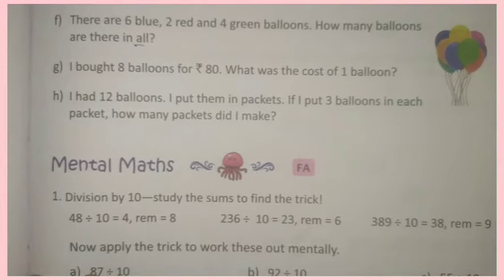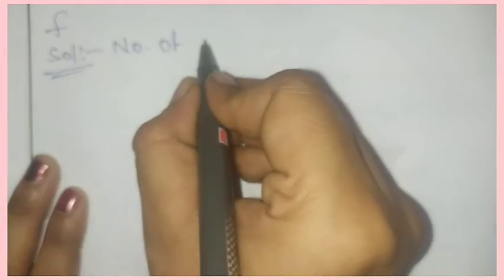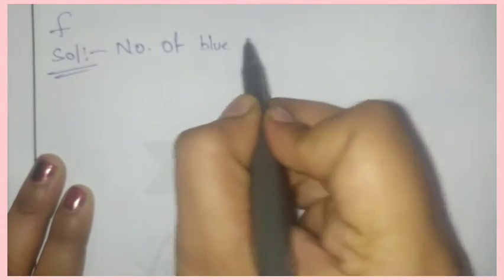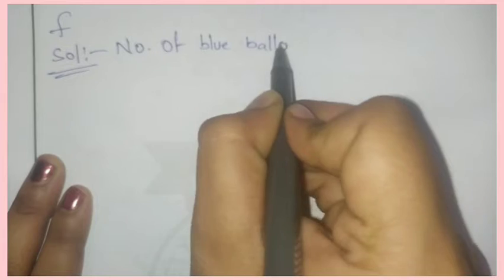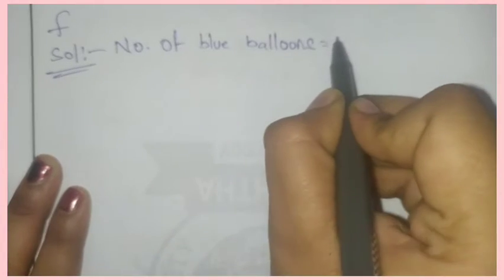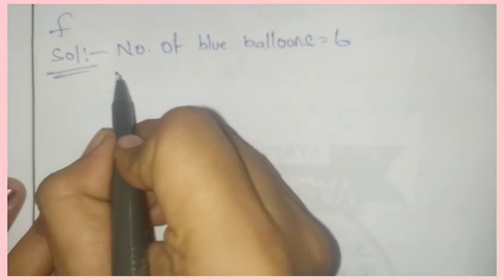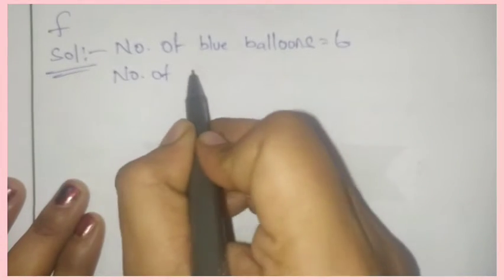Now look at F answer. F solution. First we will write number of blue balloons. Total 6 are there. And next, number of red balloons.